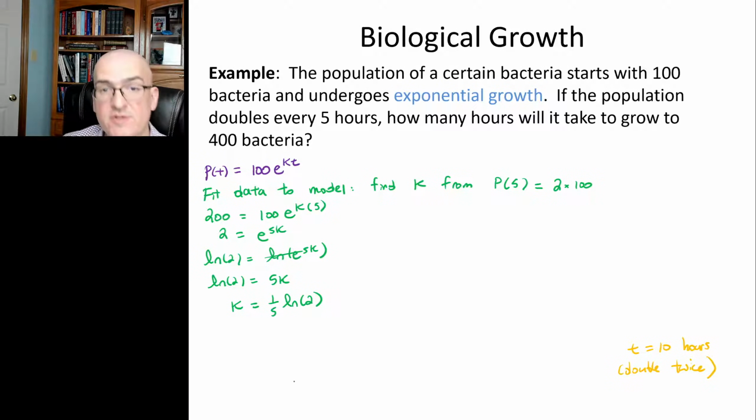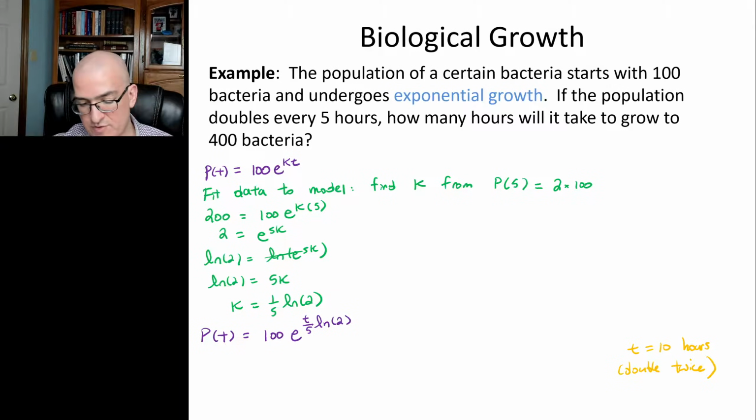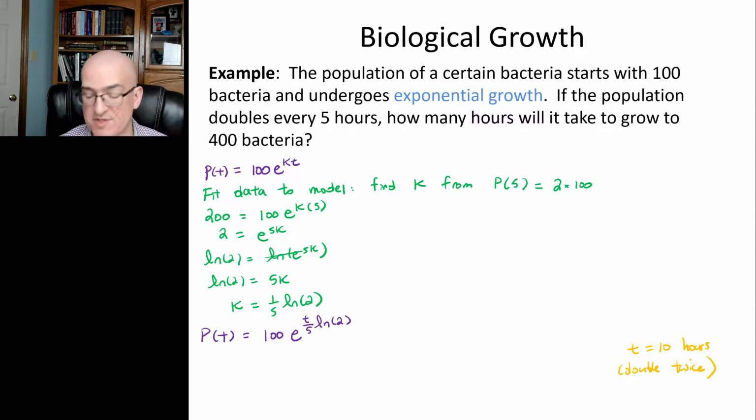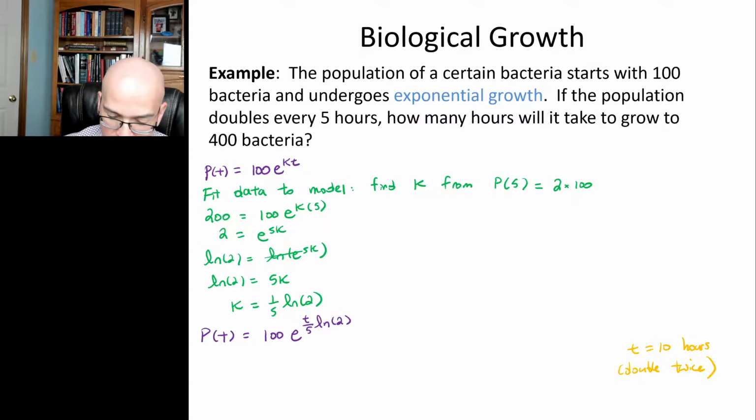Now I'm going to write down the exponential model again with that particular value of k. So P of t is equal to 100 times e to the t over 5 ln 2. Just putting the t over 5 out front. Don't want to put it back here because it'll increase the odds I'll do something wrong, like absorb it into the log function incorrectly by multiplication. I do want to absorb it in the log function by bringing it up as a power though. So I'll do that in the next line.